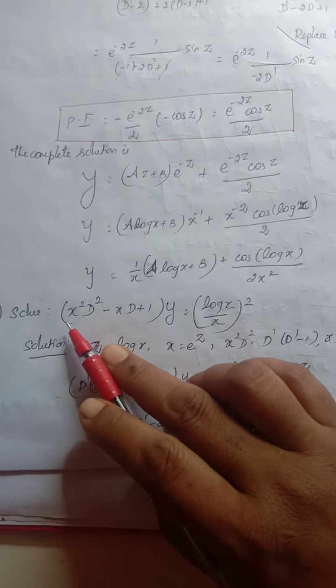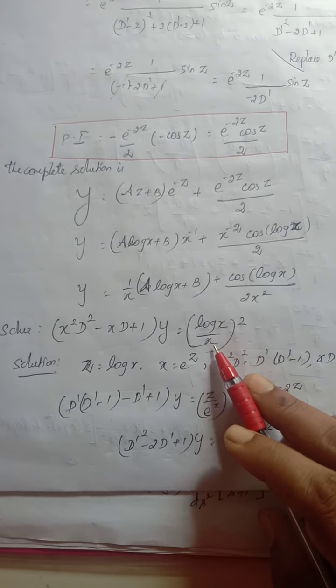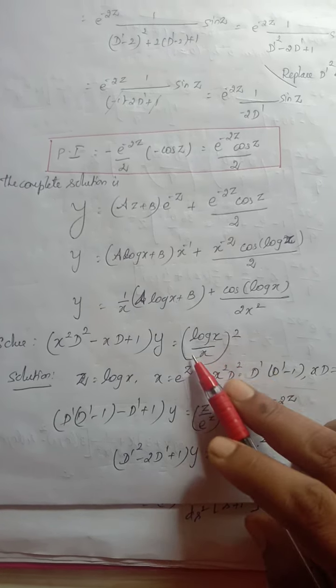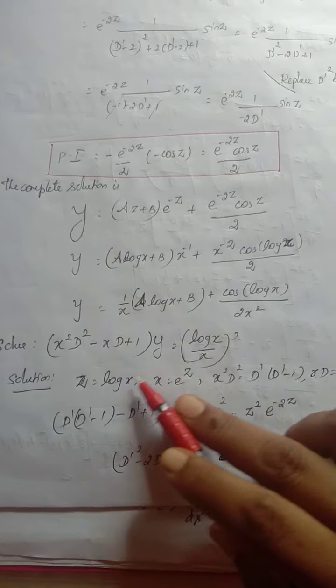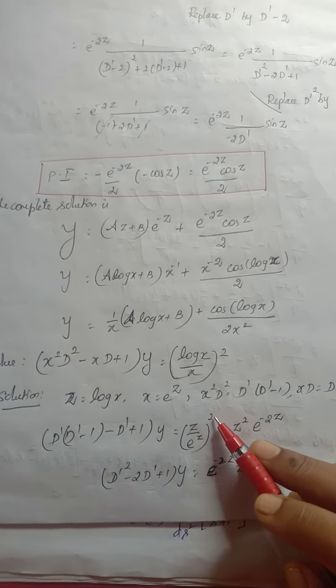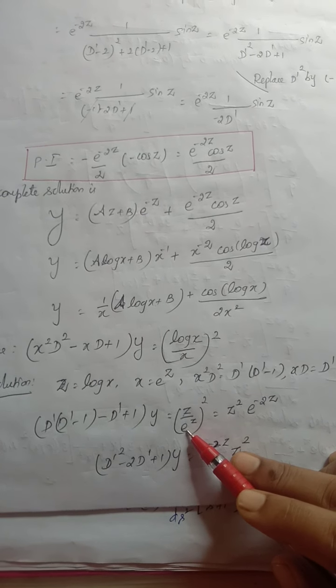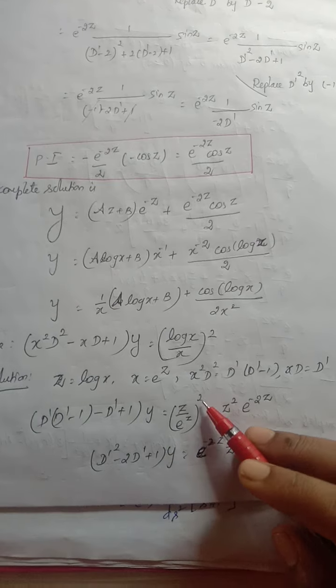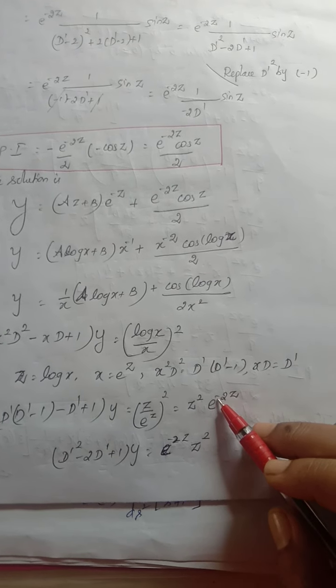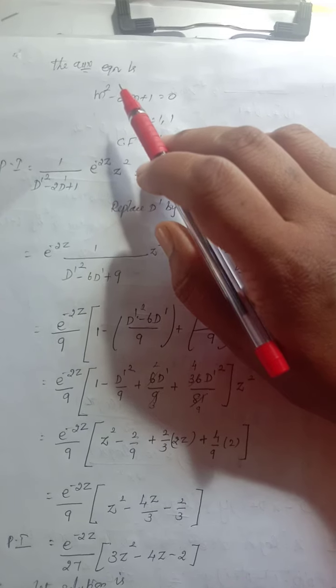And next, the fourth sum, we have to solve x squared d²y/dx² minus x dy/dx plus y is equal to (log x divided by x) the whole square. Here they have given the whole square. After replacing all this, z divided by e power z the whole square. So separating the whole square, it will become z squared divided by e power 2z. By taking this denominator to the numerator, it will become the negative power: z squared into e power minus 2z. So this is the form we have to solve.